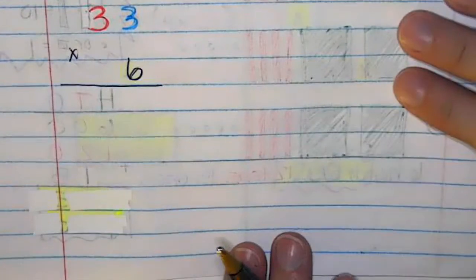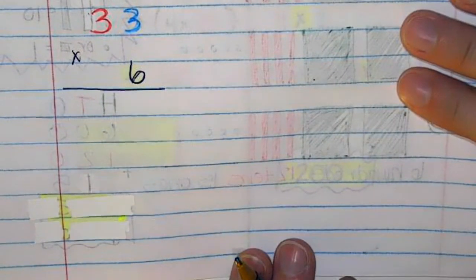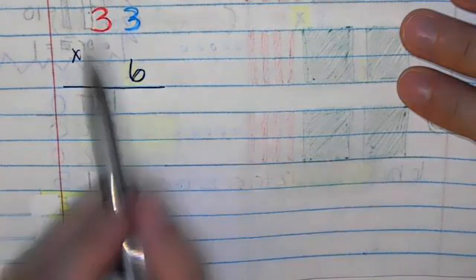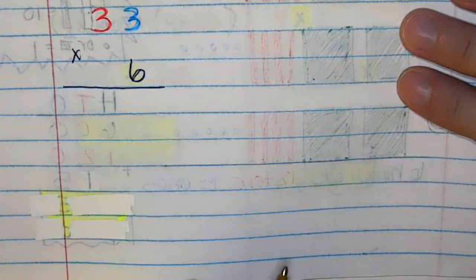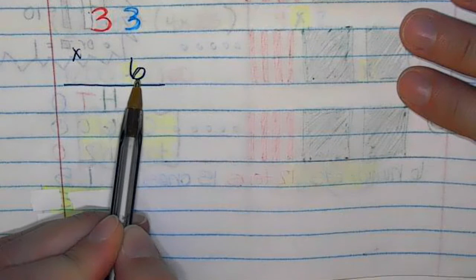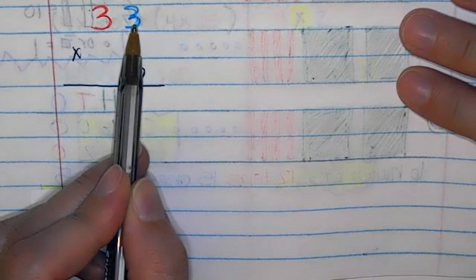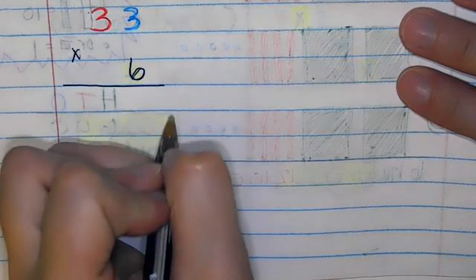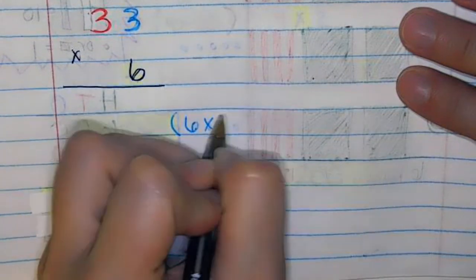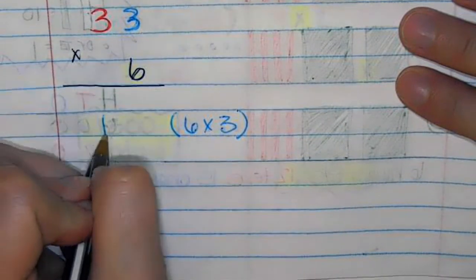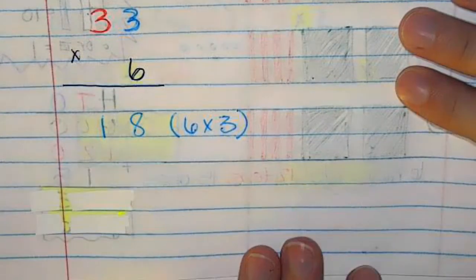Okay, the problem that we're going to be working on is 33 times 6. Notice I color coded these so we could see the different place values. The first thing we're going to do is distribute the 6 in the ones place to the 3 in the ones place. So I'm going to write down 6 times 3, and 6 times 3 is 18. So I'm going to go ahead and write down 18 right here.